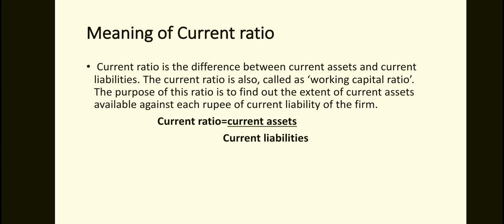Let us try to understand the meaning of current ratio. Current ratio is the relationship between current assets and current liabilities. The current ratio is also called as working capital ratio. The purpose of this ratio is to find out the extent of current assets available against each rupee of current liability of the firm. Current ratio equals current assets over current liabilities.